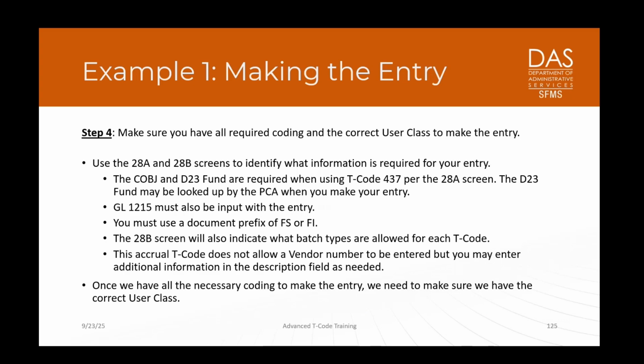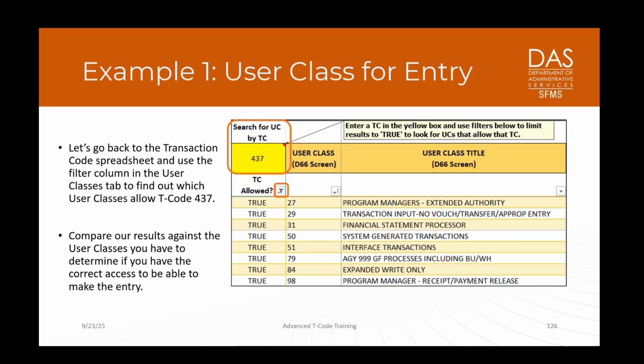And then we can prepare the entry, get all the information together, what document prefix, all of that information you need to be able to enter the transaction into the system. And as a last step, if you're not sure what user class to use, you can go to that user class tab in the T code spreadsheet and find out which user classes allow it and see if you have any of those user classes to make the entry.